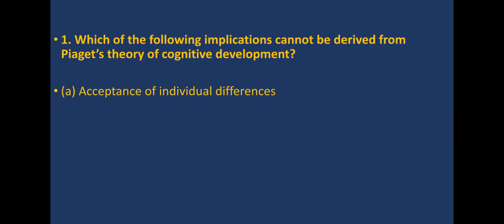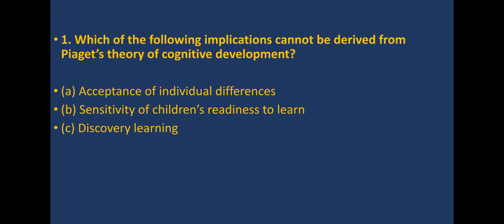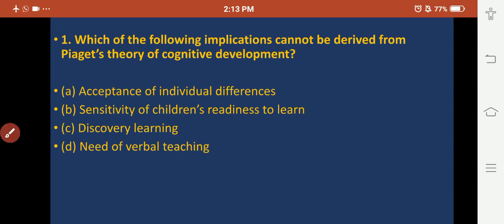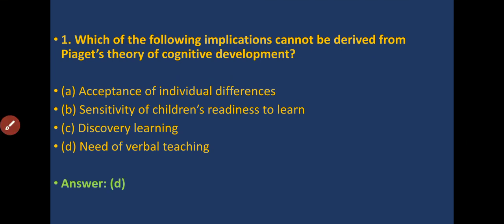A. Acceptance of individual differences. B. Sensitivity of children's readiness to learn. C. Discovery learning. D. Need of verbal teaching. So students, we have to read the question carefully as it says the implications which cannot be derived from Piaget's theory. Alright, so the correct answer is option D, need of verbal teaching.